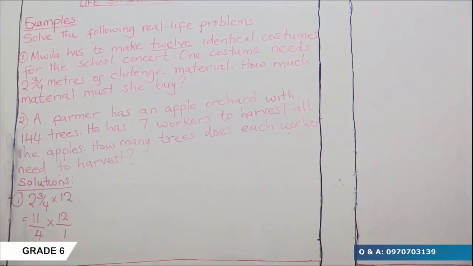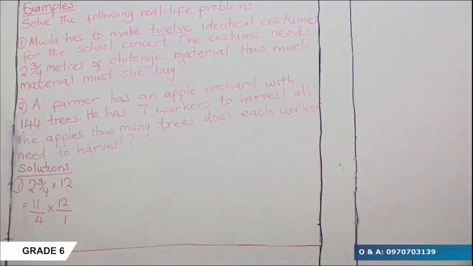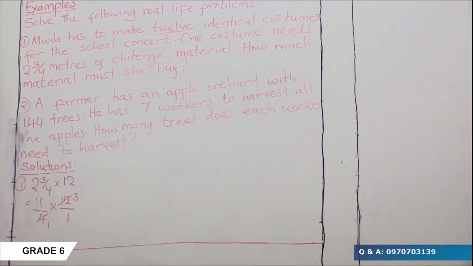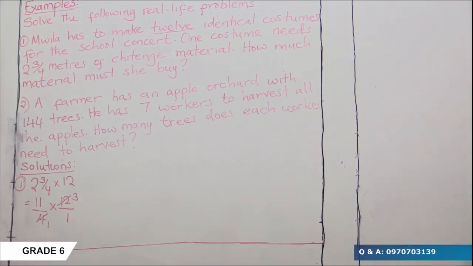From there, boys and girls, if you want to make your work easier, you can divide 4 and 12. 4 into 4, the answer is 1. 4 into 12, the answer is 3. That makes our work much easier. So from there, you can multiply 11 times 3, which gives us 33. So it will be 33 over 1 times 1, the answer is 1. 1 times 1, the answer is 1. 1 into 33 gives us 33.